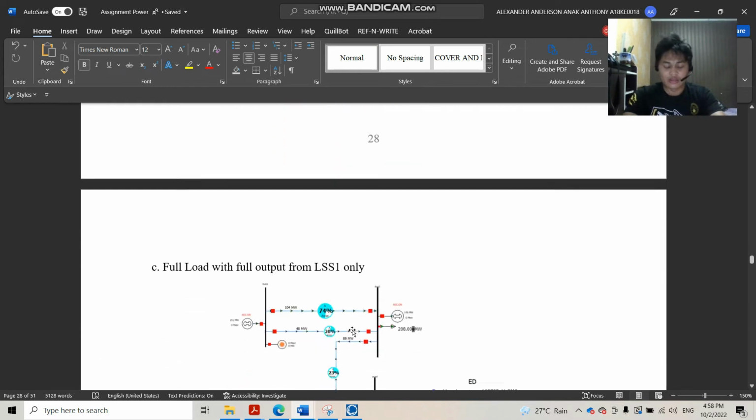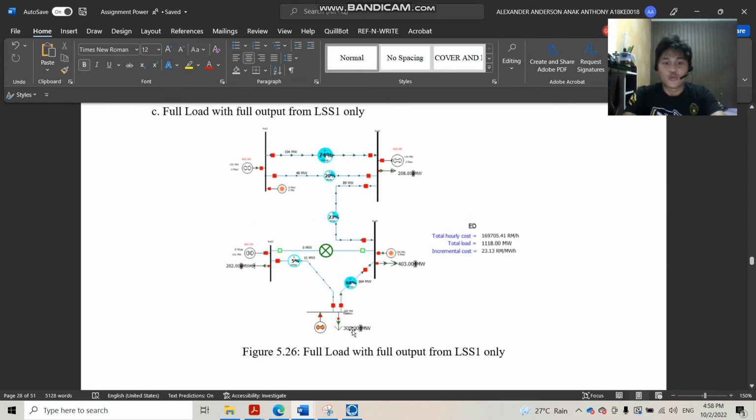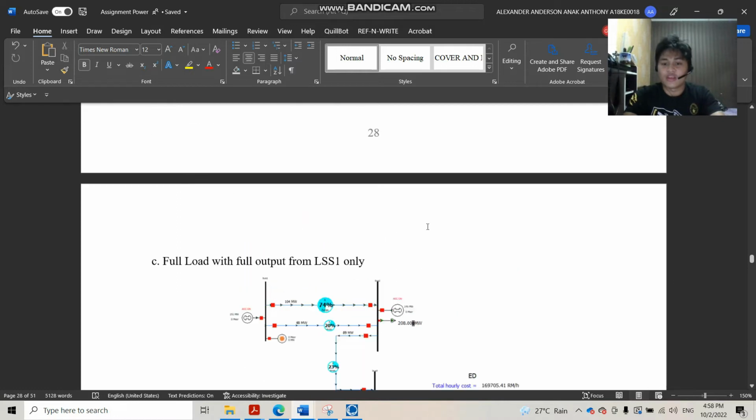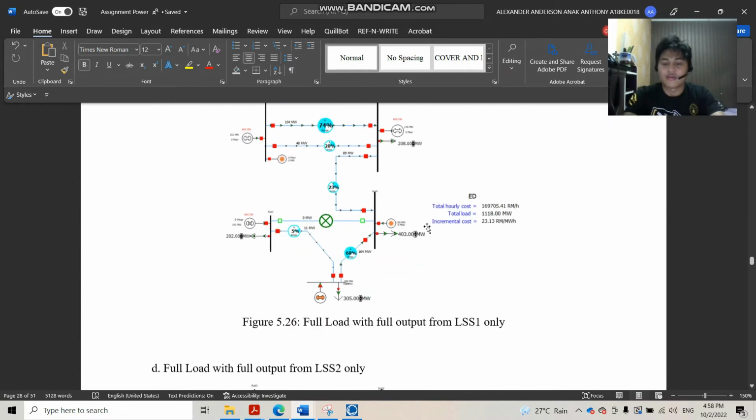For the full load with LSS1 only, which is the full load of 120 megawatt, the incremental cost is 23 ringgit and 13 cents per megawatt hour. So it decreased even more, as LSS1 gives more output to the system.